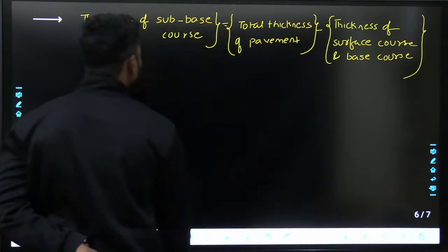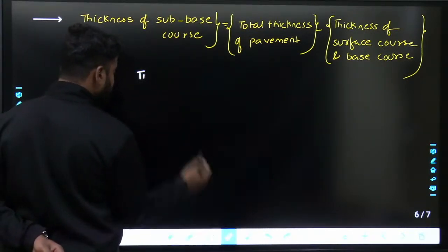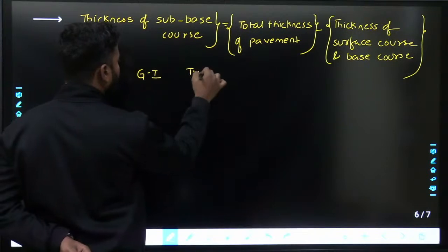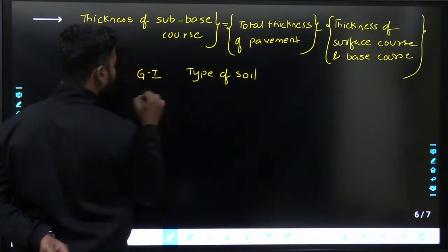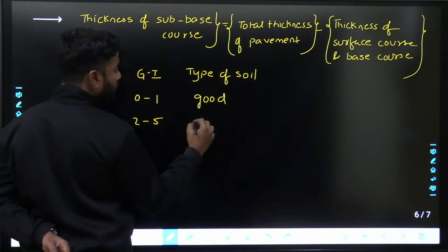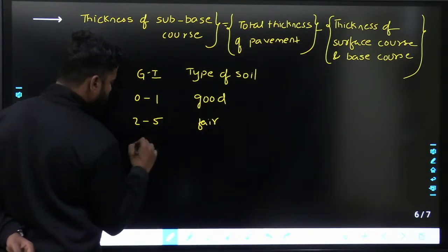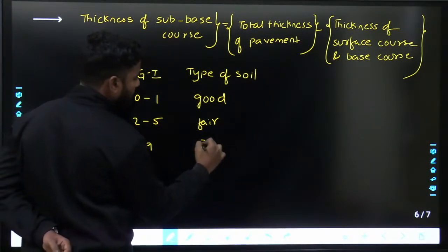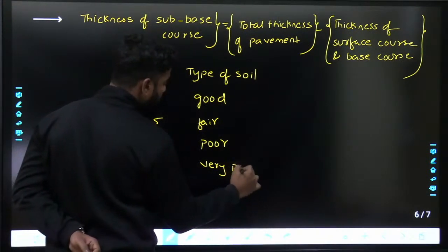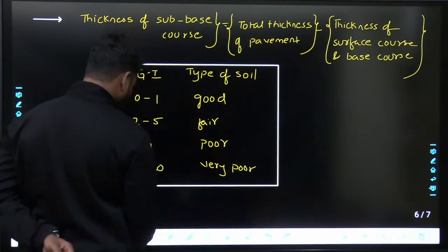If you want the classification also, it is based on group index and type of soil. If the group index is 0 to 1, then I will say it is good. From 2 to 5, it is fair. 5 to 9, poor. 10 to 20, very poor. Fine, I think the range would be something like this: group index and type of soil.